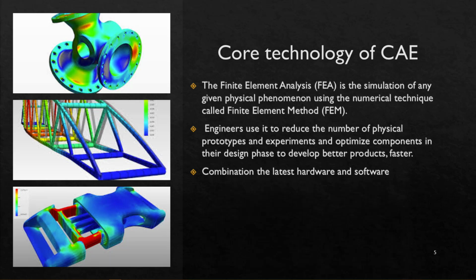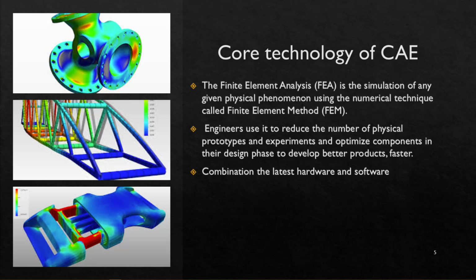Engineers use it to reduce the number of physical prototypes and experiments and optimize components in their design phase to develop better products faster. Combination of the latest hardware and software is used in CAE. So, to sum up the slide, the core technology of CAE is FEA. So, you will hear this term FEA a lot when you are in the field of CAE.